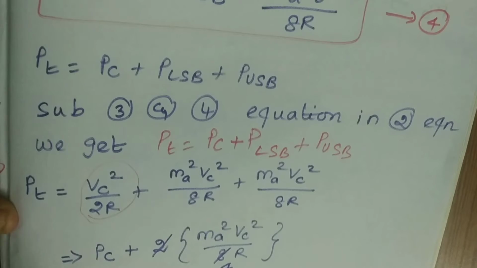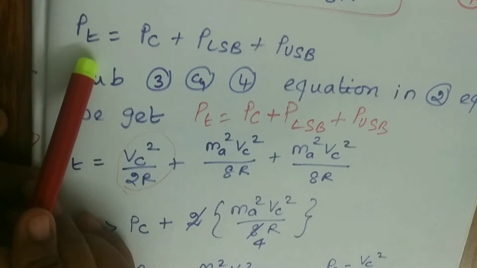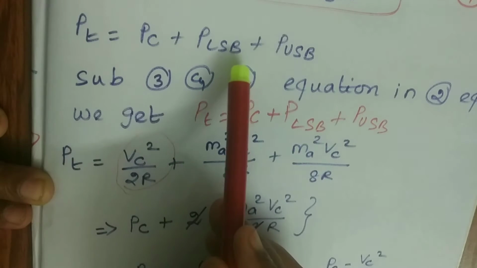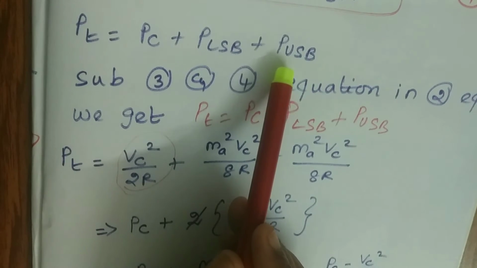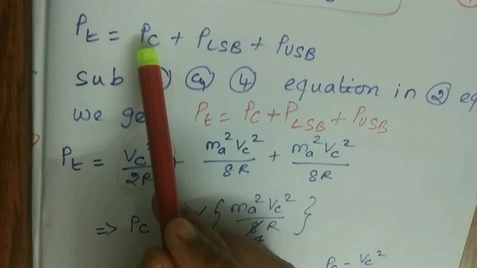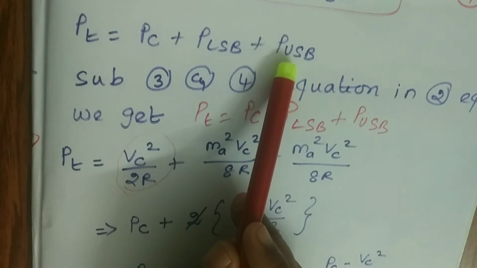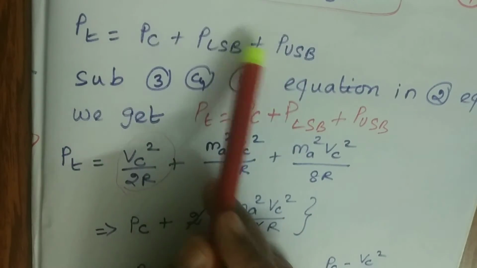Then we know the total power equation. What is the total power equation? PT is equal to PC plus upper side band power plus lower side band power. So we know all the values. We have derived the PC expression, lower side band power expression, and upper side band power expression. All these values we are substituting in this expression.